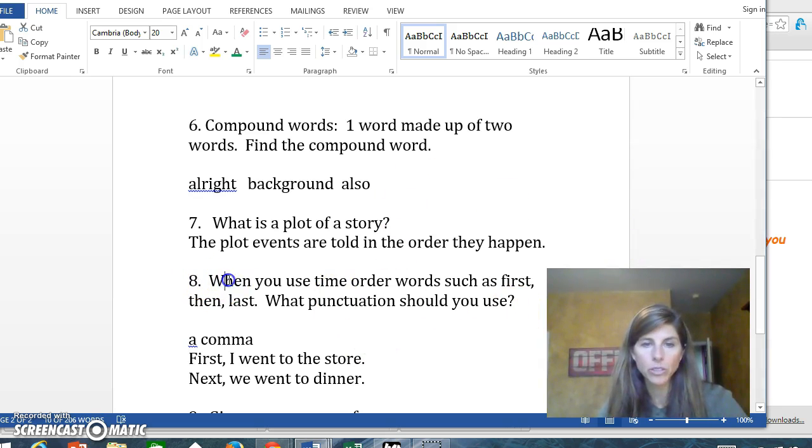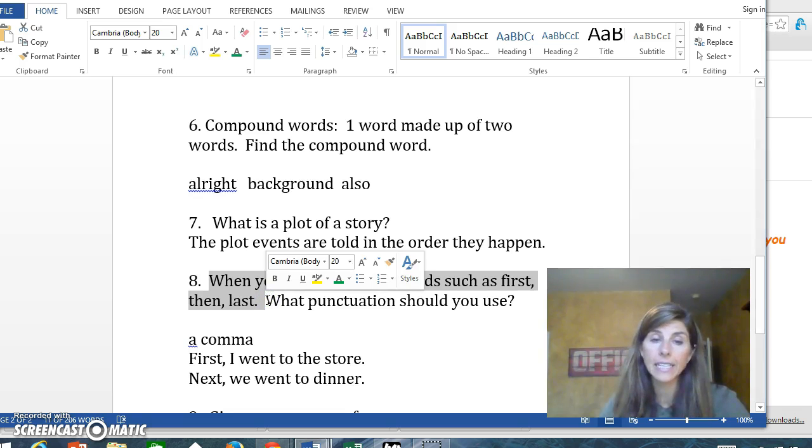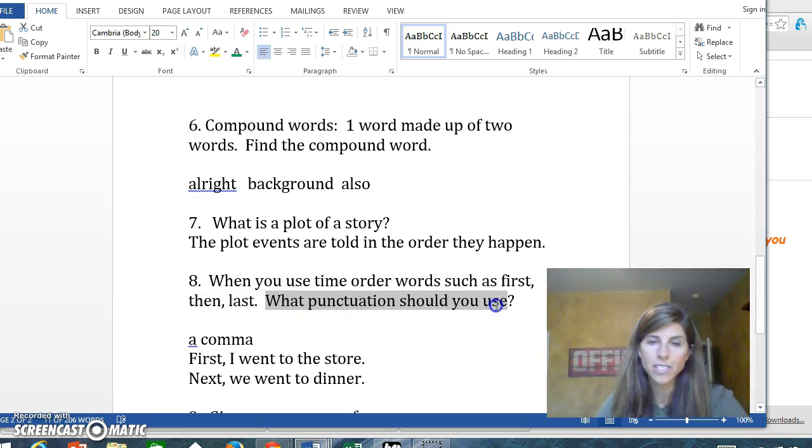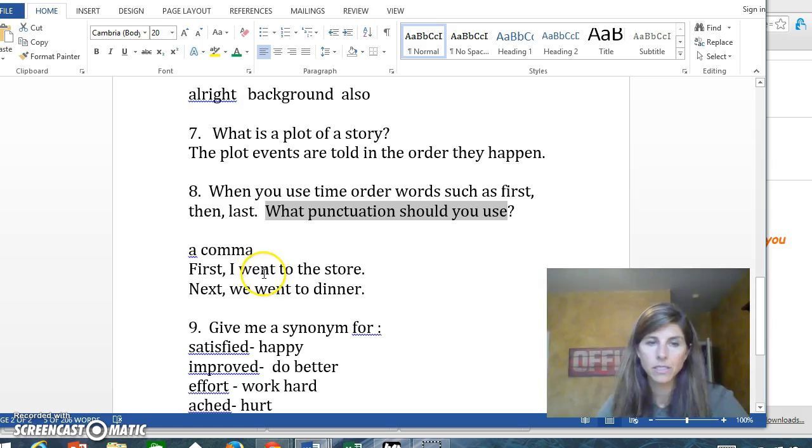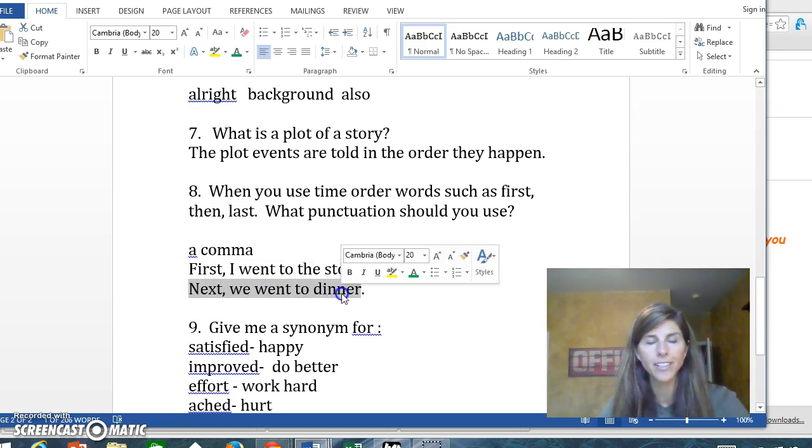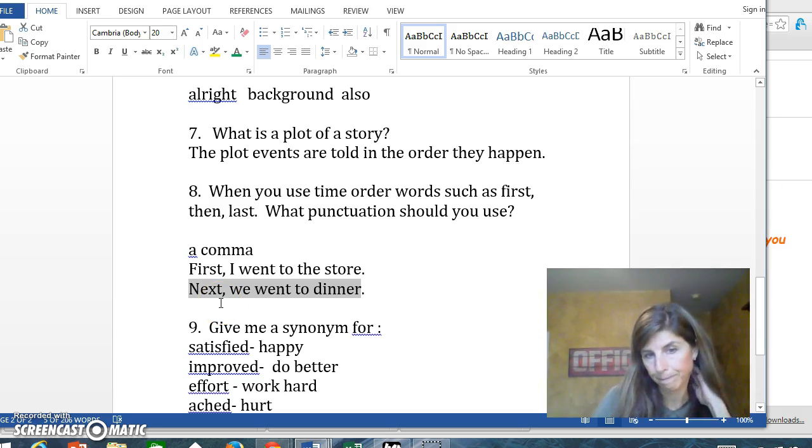Number 8, when you use time order words such as first, then, next, last, in the beginning, in the middle, in the end, lastly, what punctuation do you use after it? So you use a comma. So, for instance, first, comma, I went to the store. Next, comma, we went to dinner. So a comma is used after time order words. Okay.